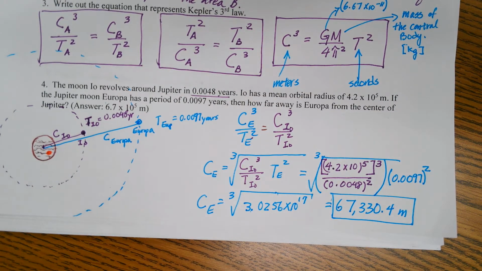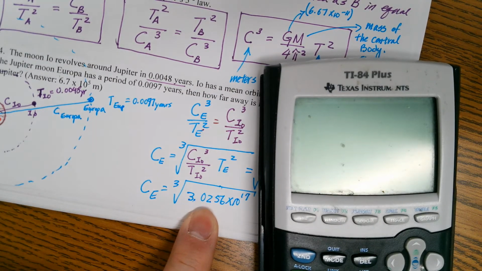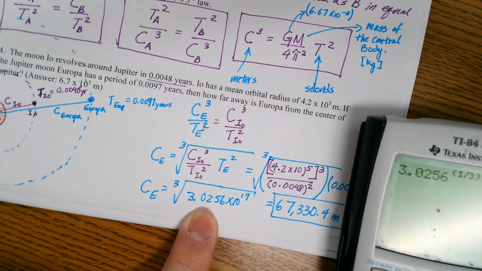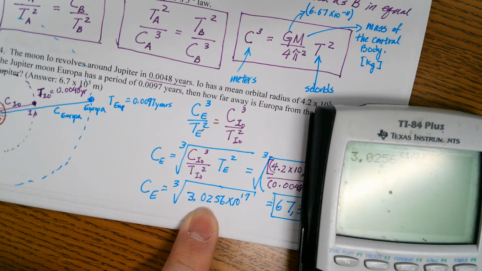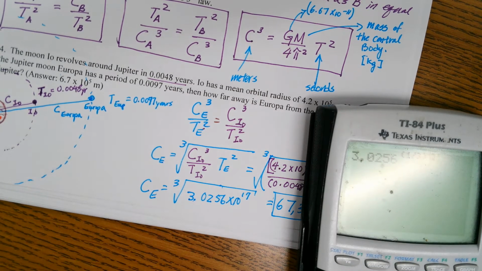Okay? How do you take cube roots? I hope you know how to do that. If you have something like this and you take a cube root, first you turn on the calculator, type 3.0256, and raise that to the 1/3 power, and that's the same thing as cube rooting. Obviously it should be times 10 to the 17th, but I'm just showing you how to take a cube root.